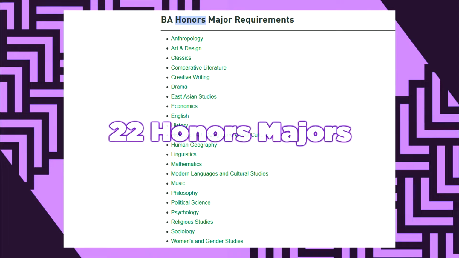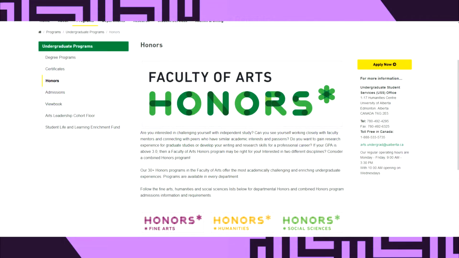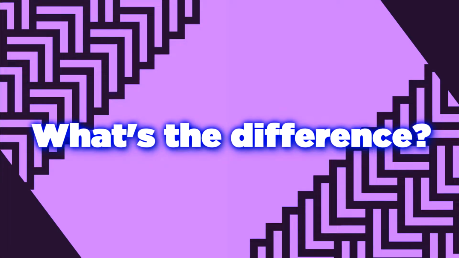The Faculty of Arts has 22 different honors programs providing our students choice for enhancing their studies. While undergraduate research opportunities are available to all arts students, honors has research and networking built in. Think of honors as an enhanced Bachelor of Arts degree. So, what's the difference between an honors degree and a Bachelor of Arts degree?